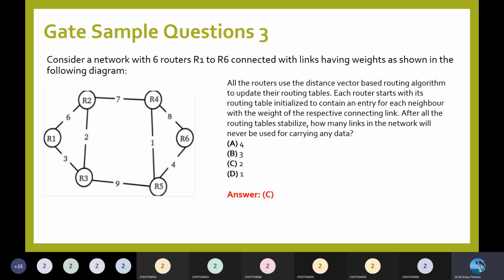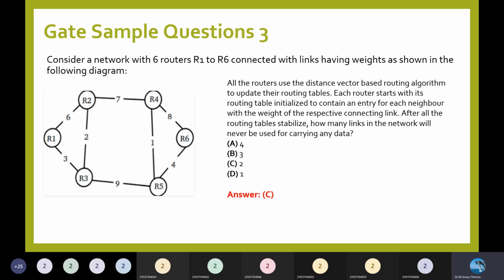So it will start like R1 has a weight with R6, and R1 has a weight of 3 with R3, and R1 has a weight of 13 with R4, like 6 plus 7. So like that, each and every one has its own weight. After the routing tables stabilize, how many links in the network will never be used for carrying any data?